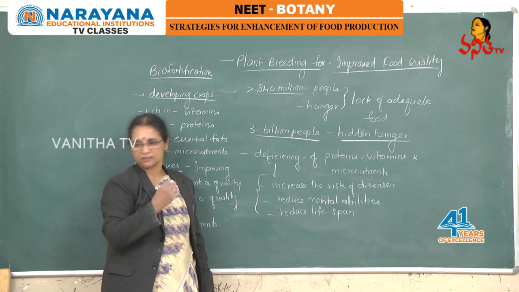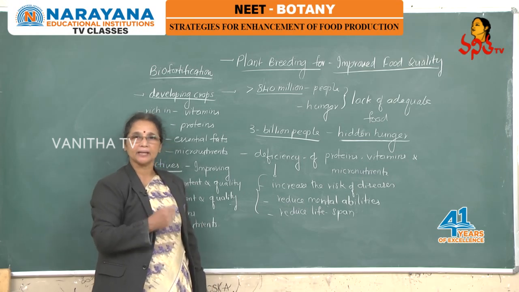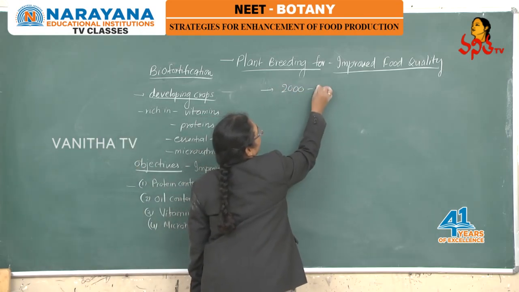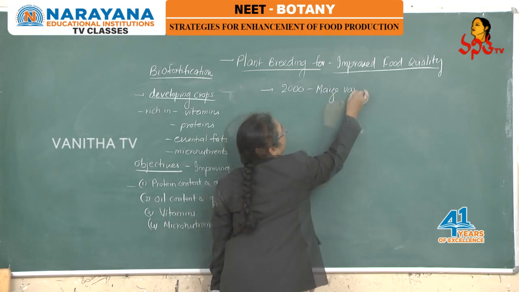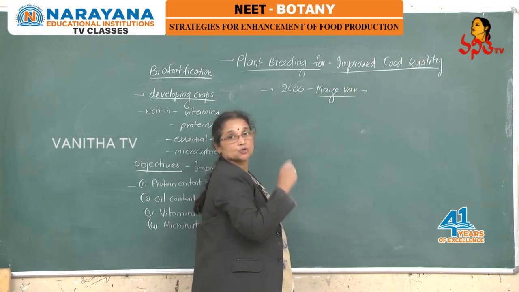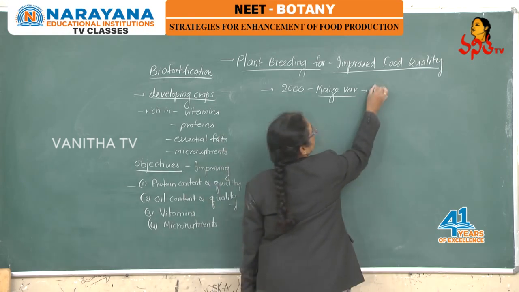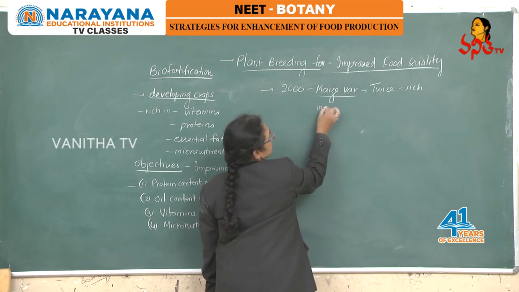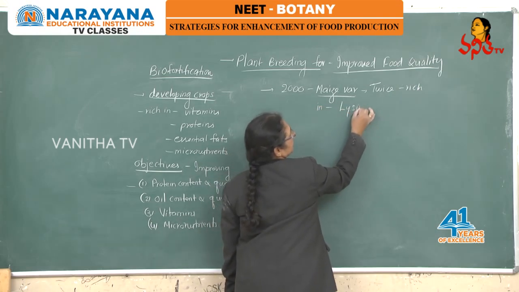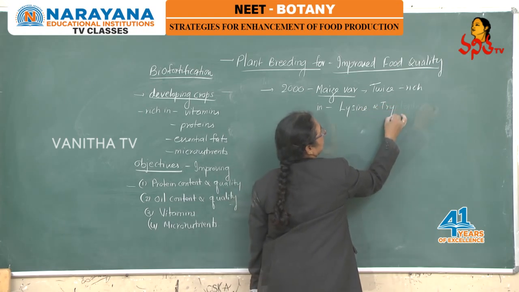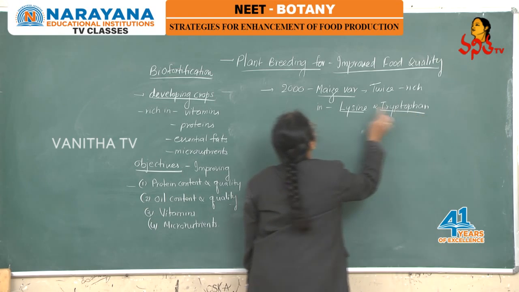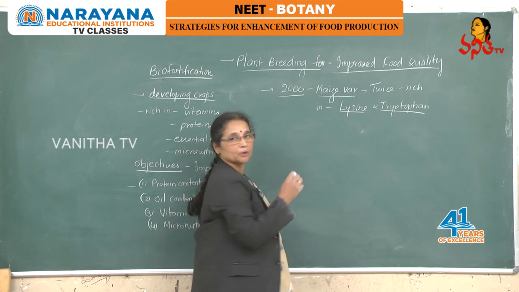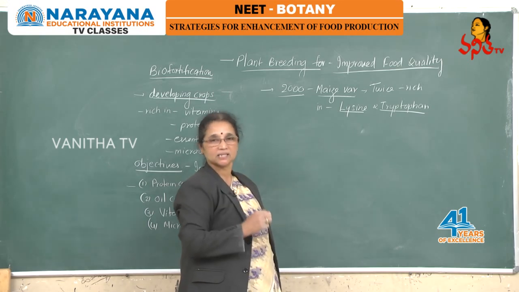Right, let us see what are the best examples which are developed by plant breeding programs. In the year 2000, a maize variety was developed which has twice the amount of the essential amino acids lysine and tryptophan when compared to the existing varieties of maize.